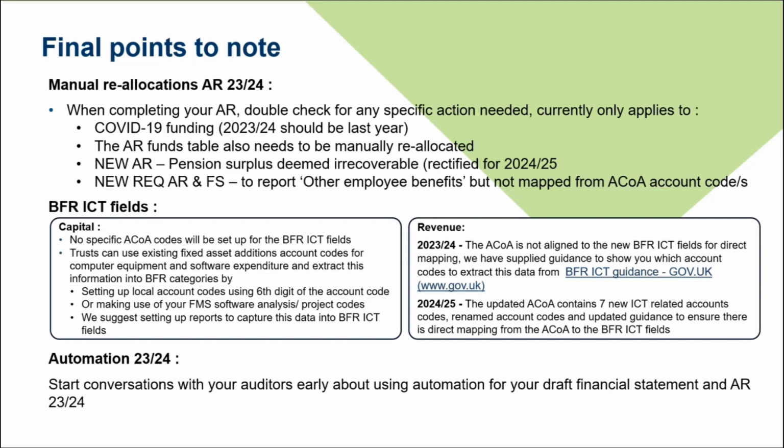So just some final points to note. There are areas within the accounts return 23-24 where, if you're using automation, you would need to do some manual reallocation. The first one is for COVID-19 funding. Hopefully this will be the last year of that. There's also the funds tables within the accounts return. The data is automated into them, but they do have to be manually reallocated, and that is because the account code structure would have to be very complicated in order to deal with that.